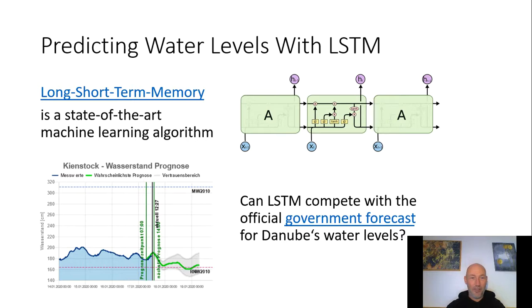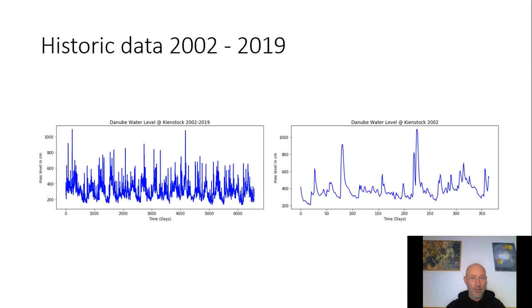Long short-term memory is a state-of-the-art machine learning algorithm, and I was wondering whether it can compete with the official government forecast for the water level that we use in living next to the river. So what I did, I downloaded the historic data for nearly 20 years from the government website. You see that on the left. On the right is a zoom in on the first year, 2002.